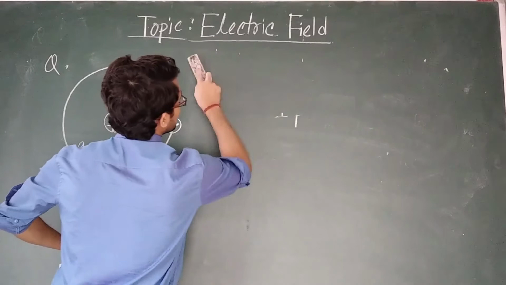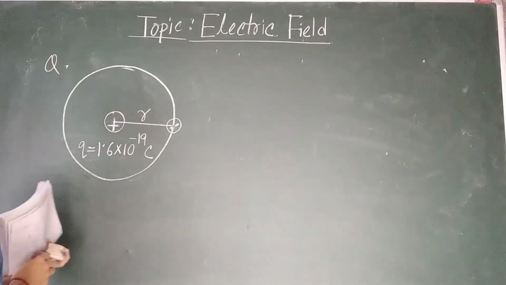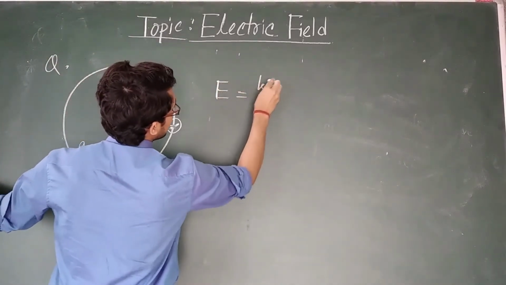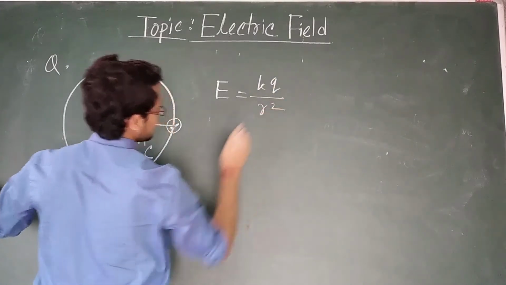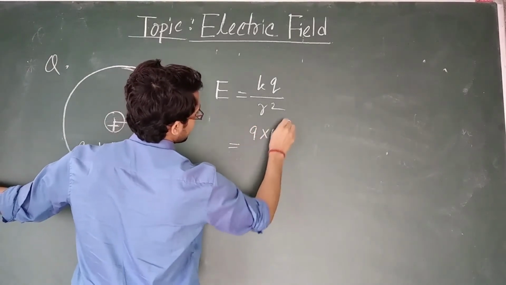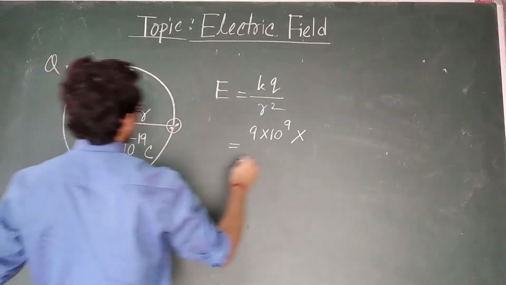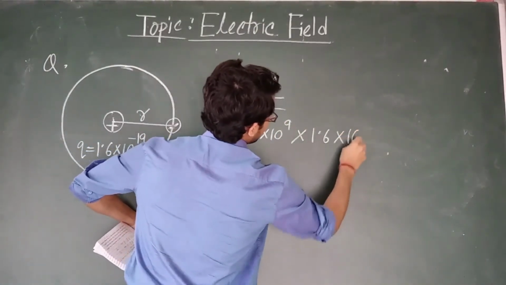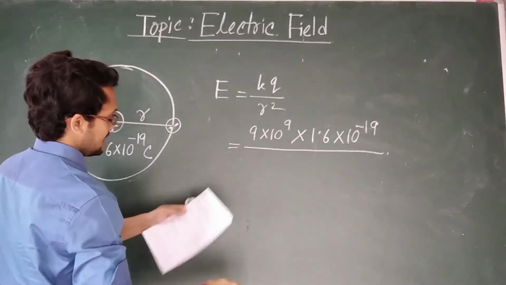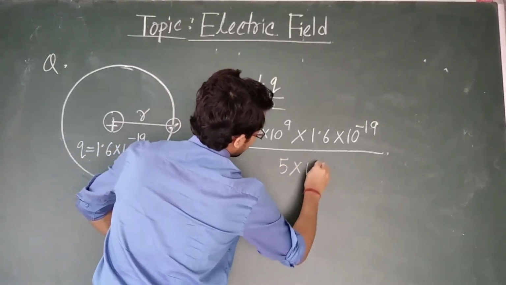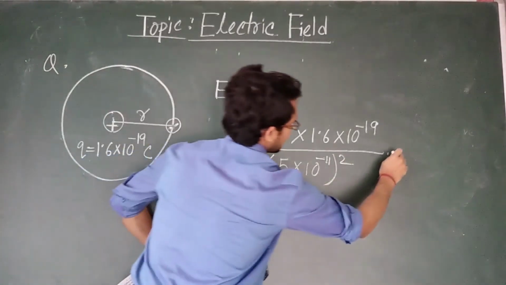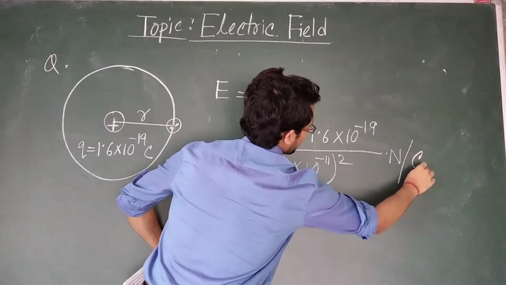So which formula will you use? There is only one formula, E is equal to KQ by R square. Simple formula. Now put the values. K is 9 into 10 to the power 9, that is Coulomb's constant. Q is 1.6 into 10 to the power minus 19 Coulomb. And R square is 5 into 10 to the power minus 11, squared. What will be the unit? Electric field, that means Newton per Coulomb.